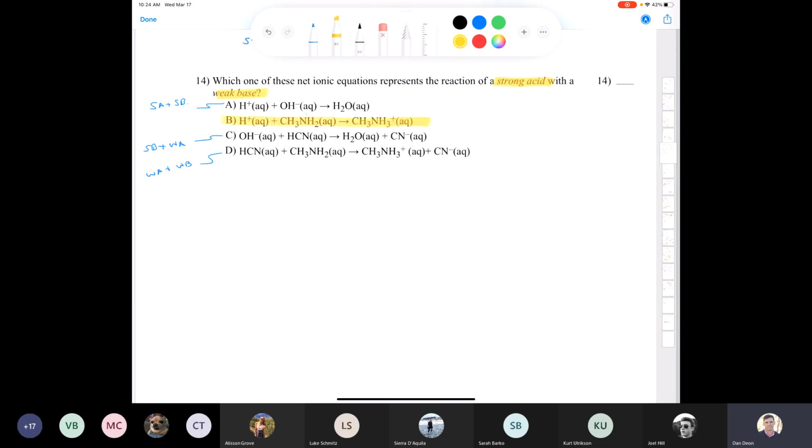But if we look at B, H plus is a strong acid, and this CH3NH2, called methylamine, must be a weak base. Why? Because it's not a strong base and it is accepting a proton. If it's a proton acceptor, it's a Bronsted base. And so the answer is B.